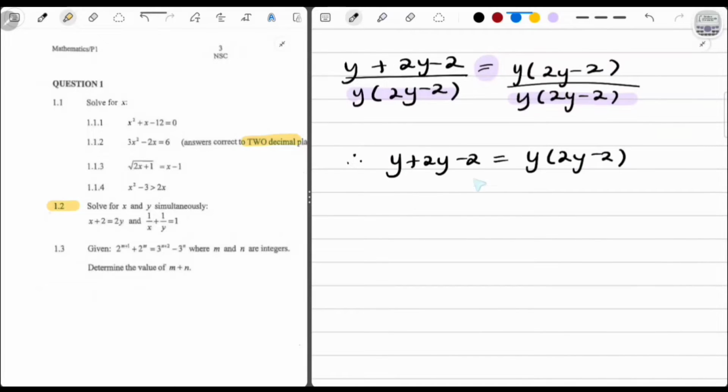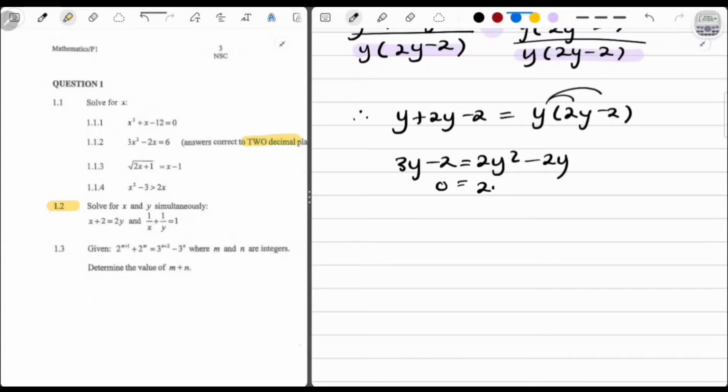And I just have to simplify this. So this is going to be, I have y plus 2y, which is 3y minus 2 is equal to, and I'll just distribute that. So y times 2y is 2y squared, y times negative 2 is negative 2y. Then we have 0 is equal to 2y squared. I'm taking these over. And then I still have a minus 2y on this right hand side. I'm taking that over, it becomes a minus 3y. Taking this over, it becomes a positive 2. So 0 is equal to, we have 2y squared, and negative 2y minus 3y is negative 5y. And then we have plus 2.